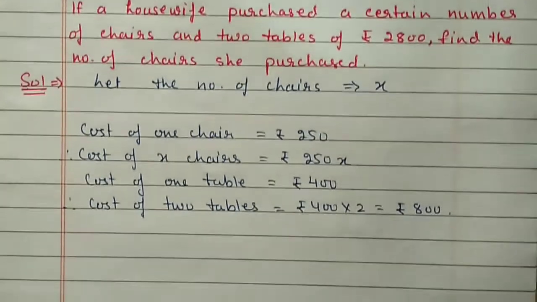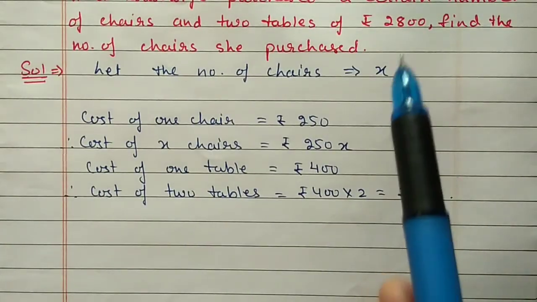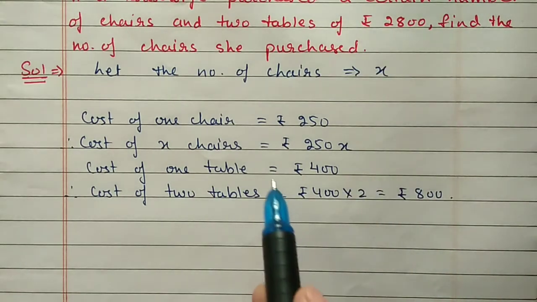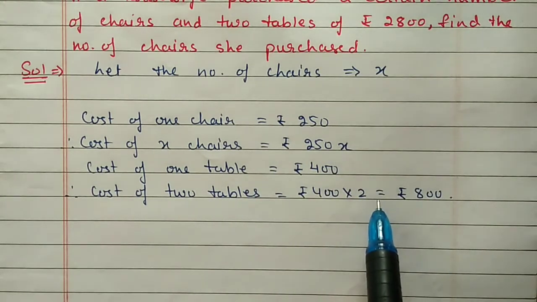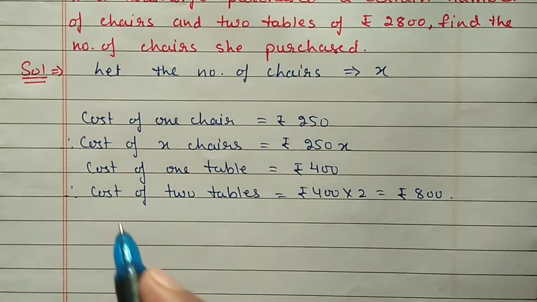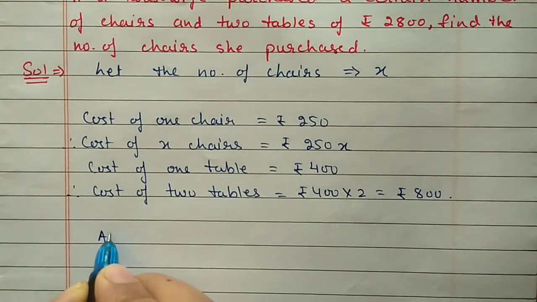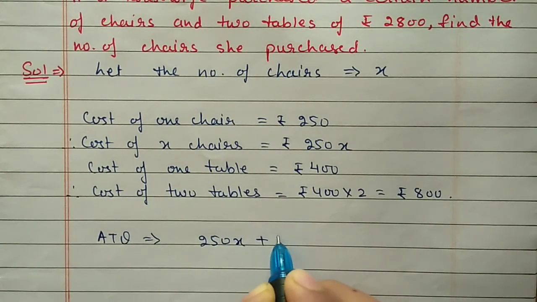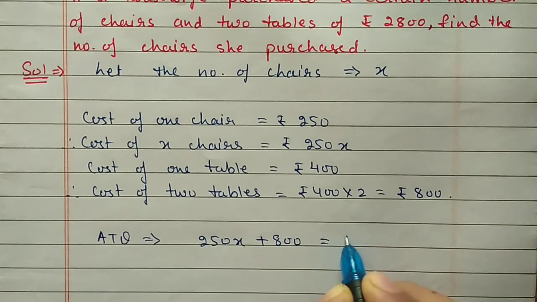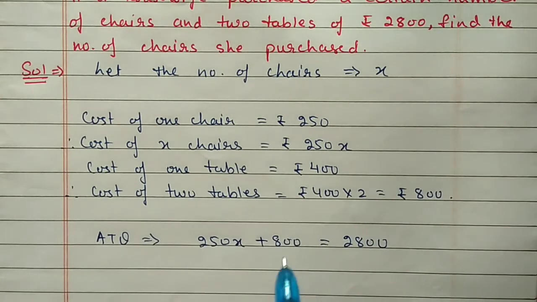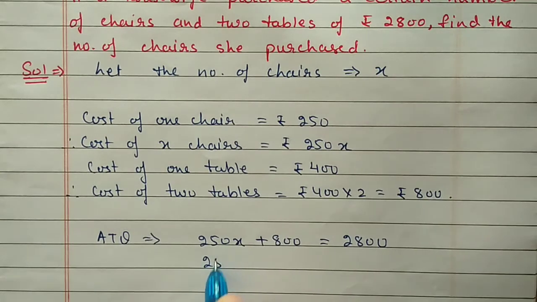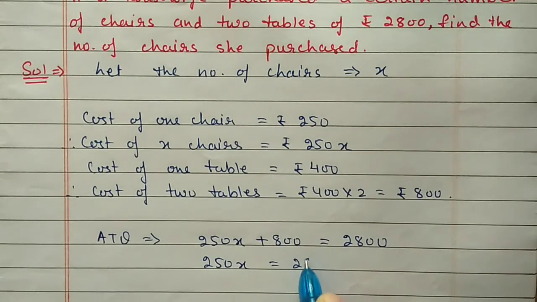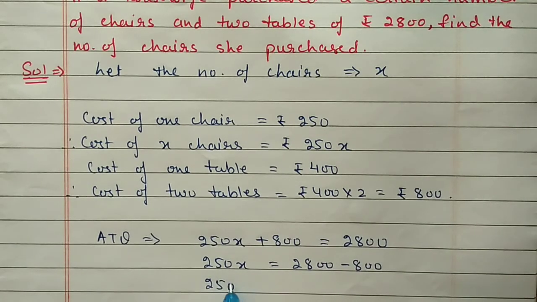Now we will frame the equation. According to the question, the total money she paid is 2800 rupees. It means the chair cost and the table cost, if we add, will be equal to 2800. So according to the question, 250x plus 800, this should be equal to 2800. Now 800 we can shift to the other side. It will go for subtraction. So we will get 250x is equal to 2000.